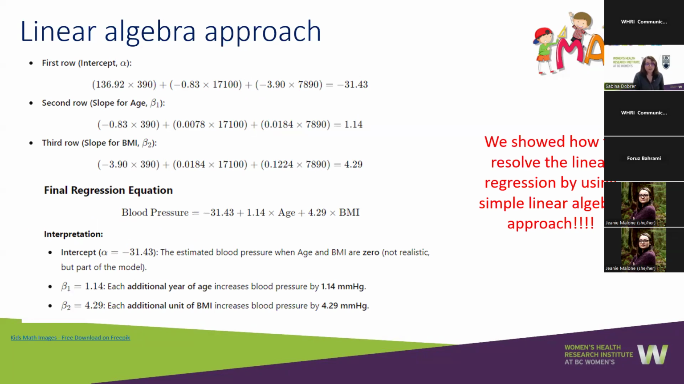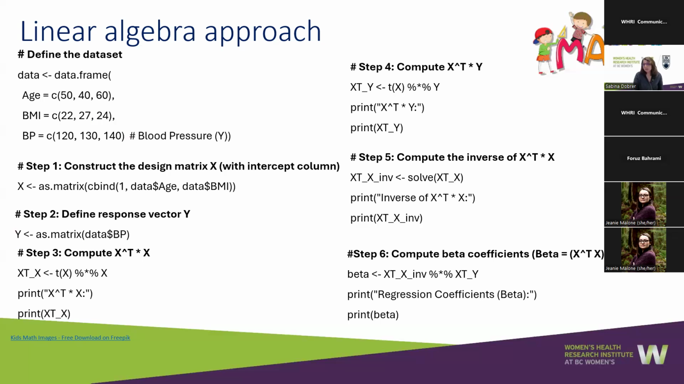So we will have our blood pressure equal our intercept, minus 31.43, plus the coefficient for age, 1.14, and the coefficient for BMI, 4.29. Of course, having 3 records in the data is not an actual regression, but it shows you how to do the calculation. And here, if you are interested in R, you can manipulate the matrices. Whatever I did manually, if you write those codes, you will get the same results I showed in previous slides. So you can look into it.